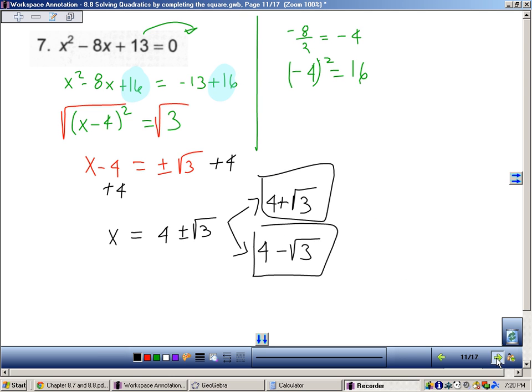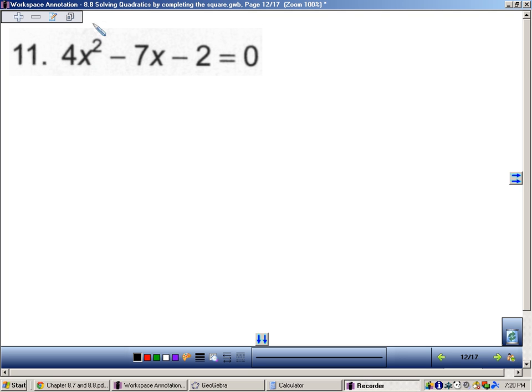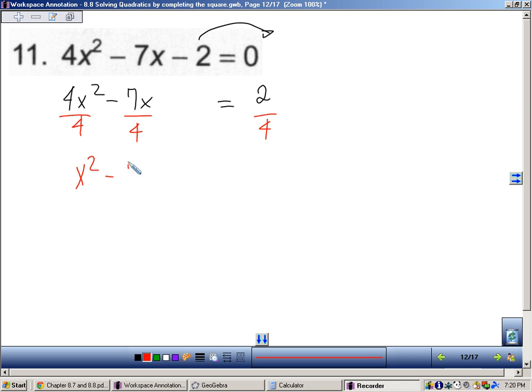Number 11, I think I worked this one out in class. I'll do it again. Move that negative 2 over. And I should have divided first before moving that over, but oh well. That's okay. We have to divide by 4. And again, the reason is because completing the square works when the coefficient of x squared is 1, and it wasn't. It was 4. And so we divide to make that 1x squared. Now we have fractions, but that's okay. We can work with this.